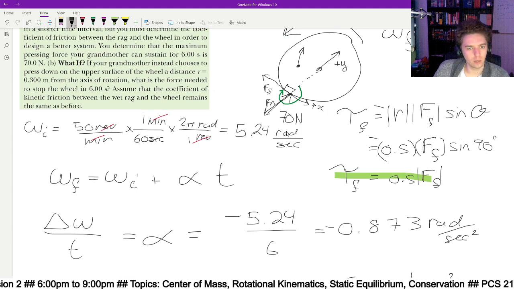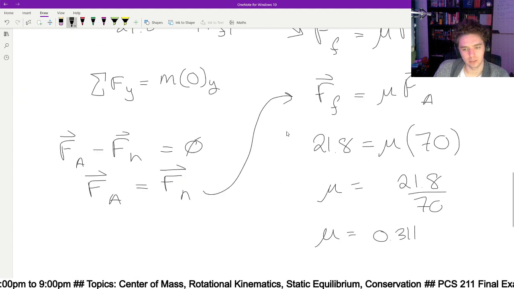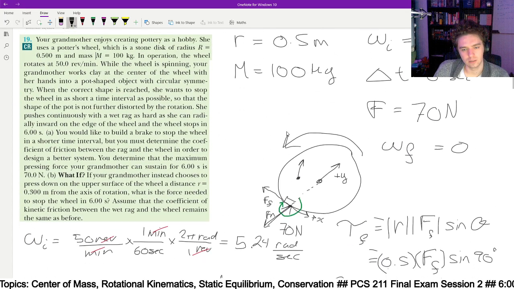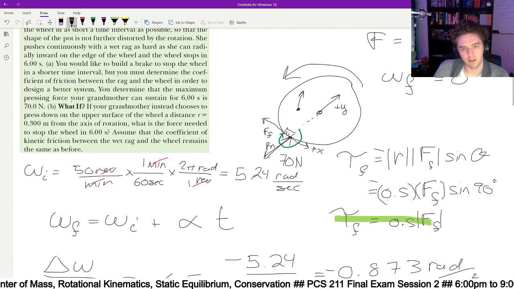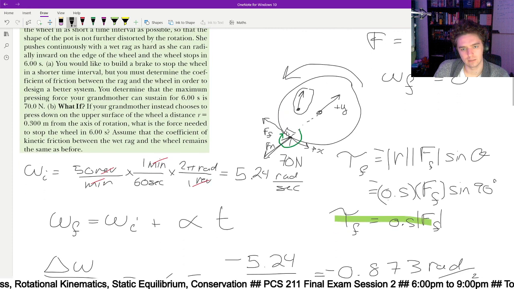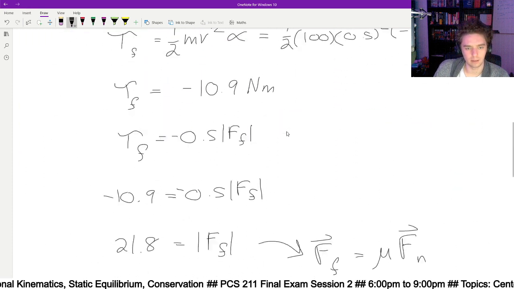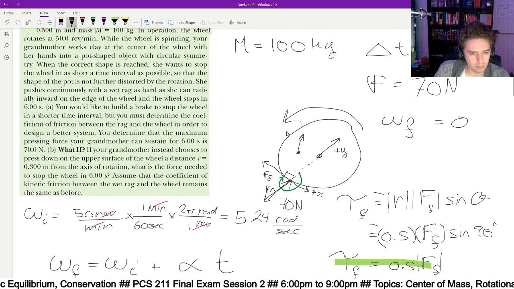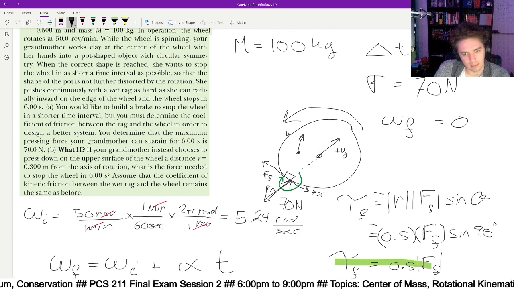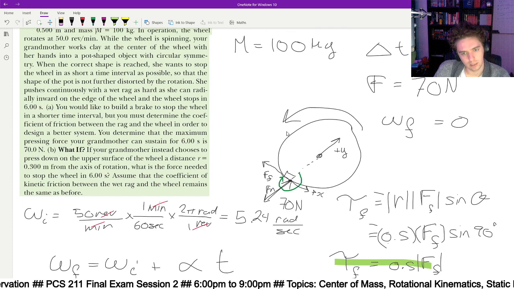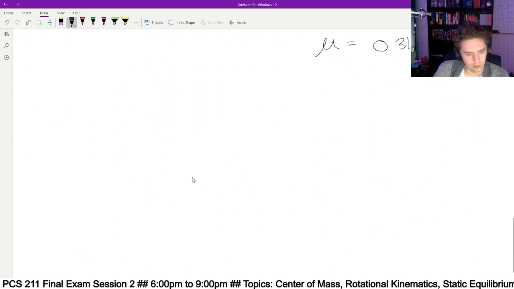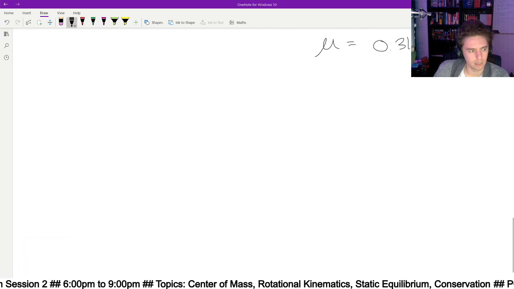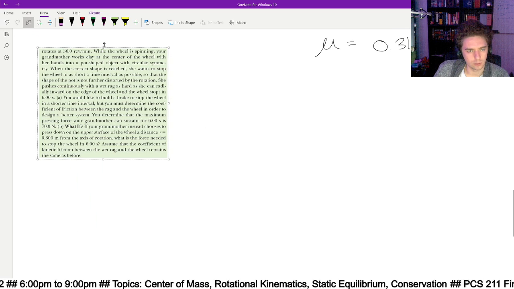So we're asking, what is the force needed, pretty much. We know the coefficient of kinetic friction. We've got to figure out pretty much what's the torque done by this, right? Well, let me map it out a little bit better. If your grandmother chooses to press down on the upper surface of the wheel at a distance of 0.3 meters, you know what? I'll draw a new picture. Let's just take it from the beginning, because I think it might be much more confusing if I do that.